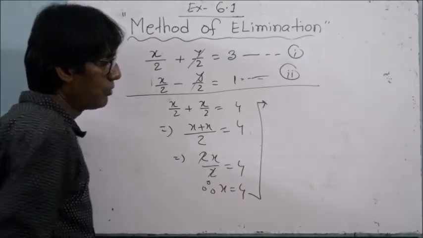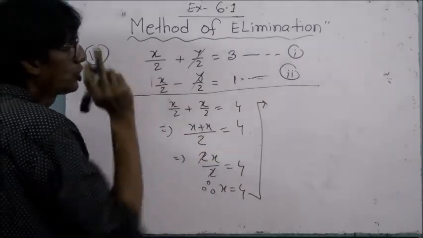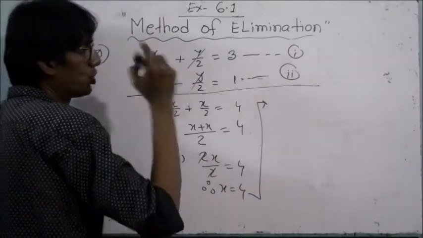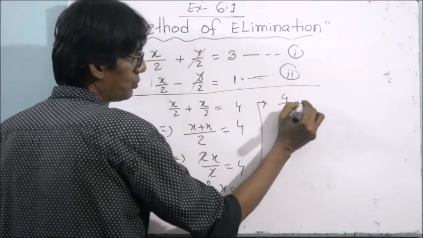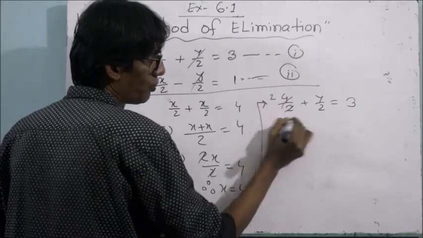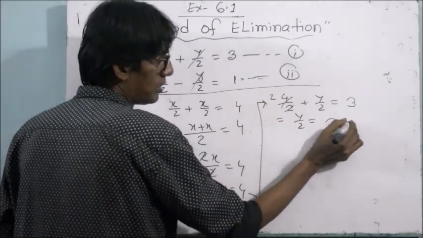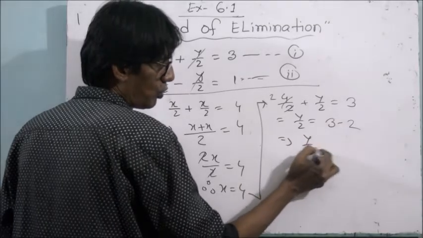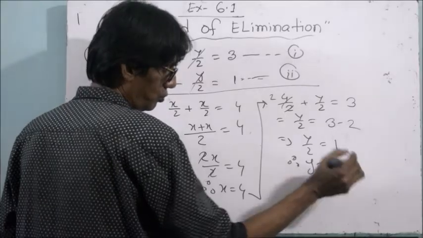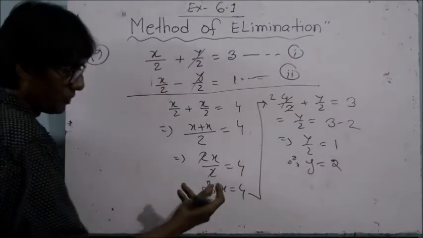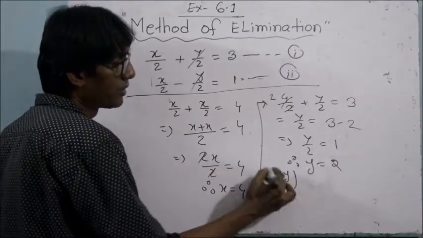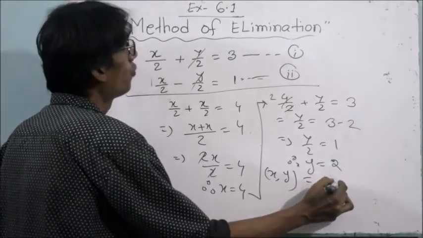Clear? Now putting the value of x in equation number 1. If I put the value of x equal to 4 in equation number 1, then I get 4 by 2 plus y by 2 equal to 3, or 2 plus y by 2 equal to 3. So y by 2 equal to 3 minus 2, or y by 2 equal to 1. Therefore y equal to 2. So dear students, you see here the two variable values are obtained. Therefore the required solution: x, y equal to 4, 2.